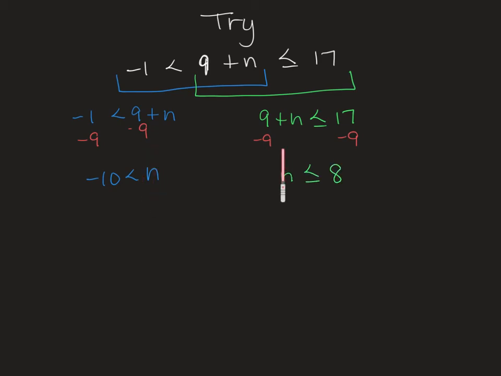Looking at it, my variables are next to each other. My inequalities are pointing in the same direction, so I can write this as negative 10 less than n less than or equal to 8. In interval notation, I apologize, that's not interval notation. It is negative 10 comma 8. 10 gets a parenthesis, 8 gets a bracket, and that is my solution.